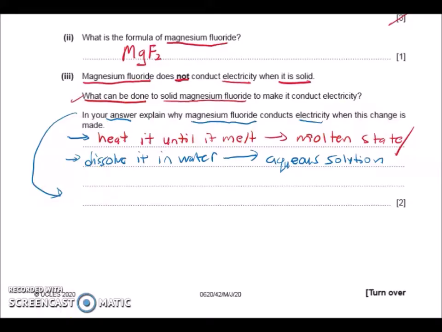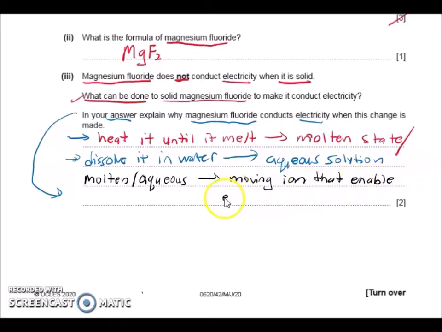Because, let me change the color here. Because in molten or aqueous state, it has moving ions that enable transfer of electron. Okay, you just make it that transfer of electron. So this is your another 1 more mark. So this is 1 and this is 2. So total you have 2 marks there.